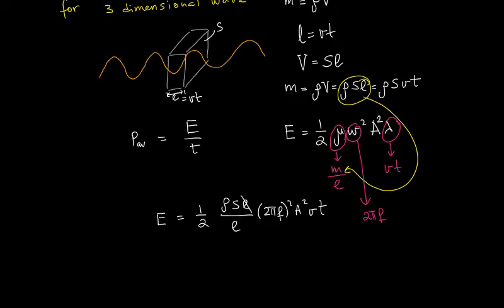Okay, so the L cancels out, and for the energy, to beautify it a little bit, 2 pi squared to 4 pi squared times 1/2, it's 2 pi squared rho S A squared f squared and V T.